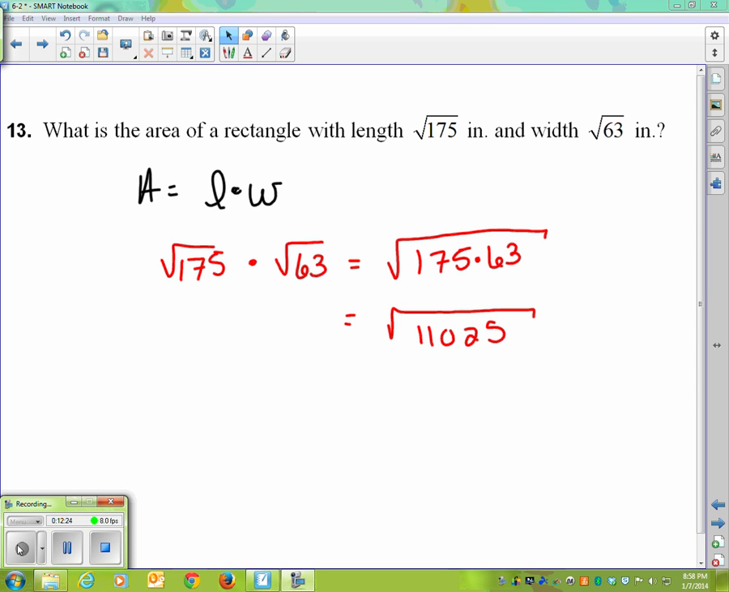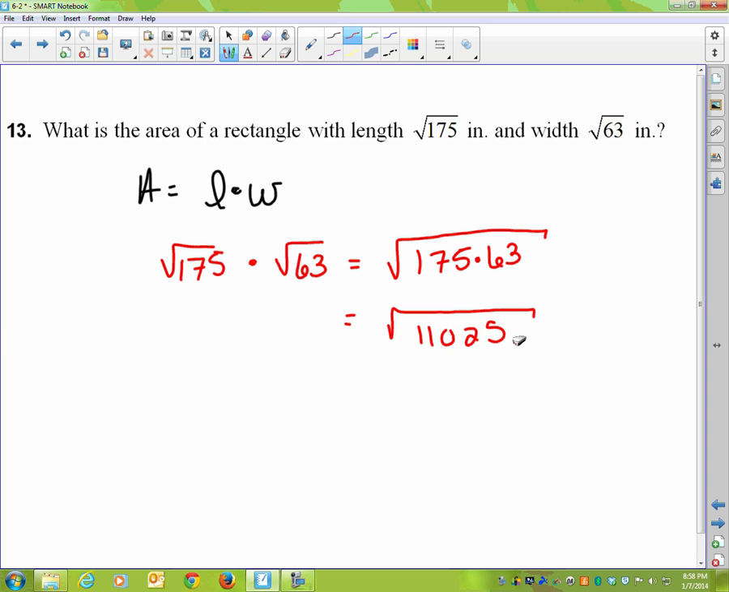Let's try that again. 175 times 63 is 11,025. That I can take the square root of and get 105 inches squared.